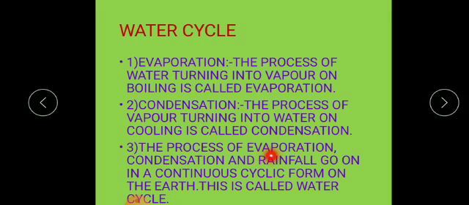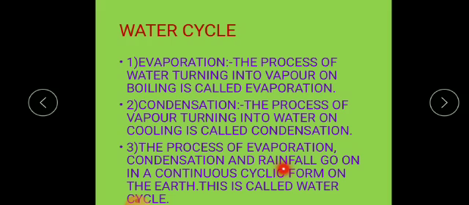So the process of evaporation, condensation and rainfall go on in a continuous cycle on the earth, and this is called the water cycle. Okay, this goes on continuously in nature, children. Evaporation, condensation and rainfall, formation of rain, this process goes on continuously.